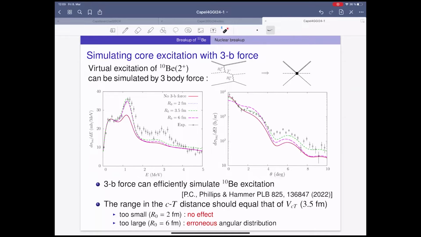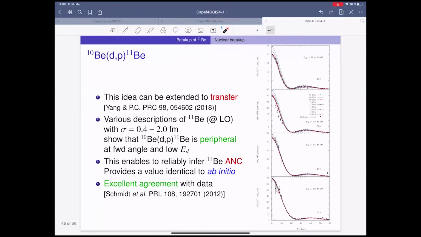Now, you're probably going to say, okay, this is very well. You work in breakup, but there has been transfer calculation, there has been knockout calculation. How does this work in transfer and knockout? So we did that.